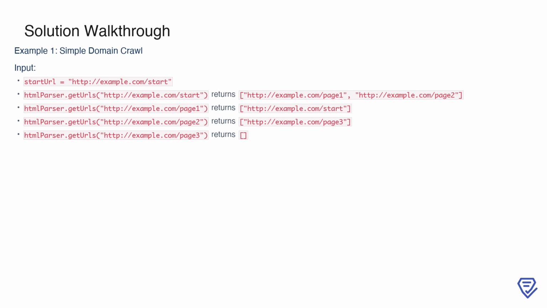http://example.com/page2 links to http://example.com/page3. Finally, http://example.com/page3 has no outgoing links, ending the crawl. This input helps us understand how we can navigate through a domain and handle cycles effectively while collecting all reachable pages from the starting point.